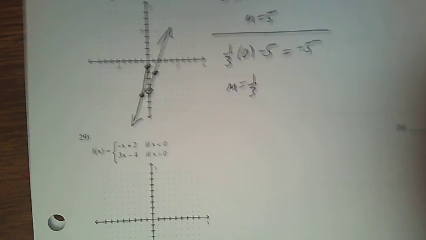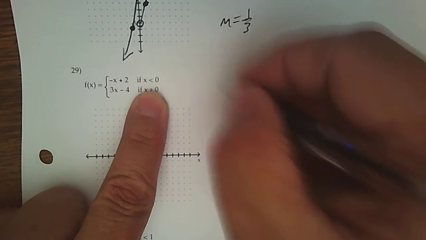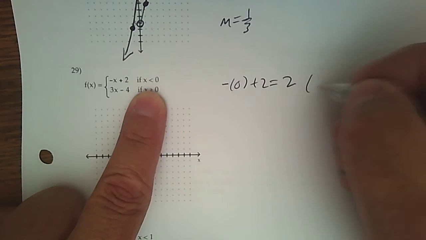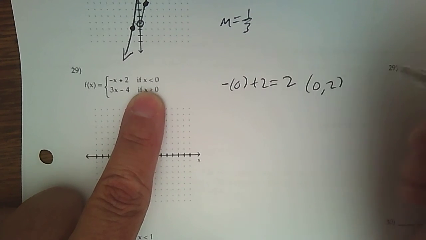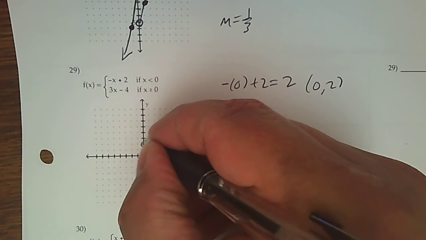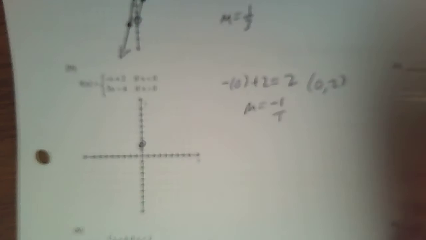Let's try the next one. Piecewise. So 0 is the breaking point. So I'm going to first plug in 0. So at 0, 2, notice it's only less than. It's going to be a hole. The slope of that line is -1. And I can make that a fraction.